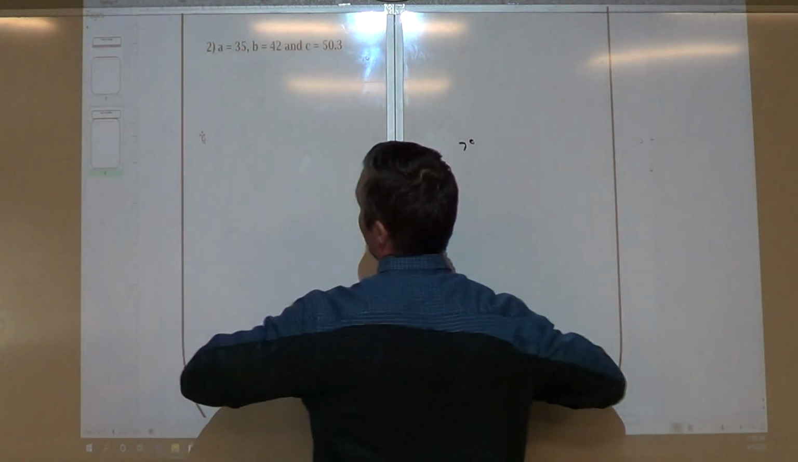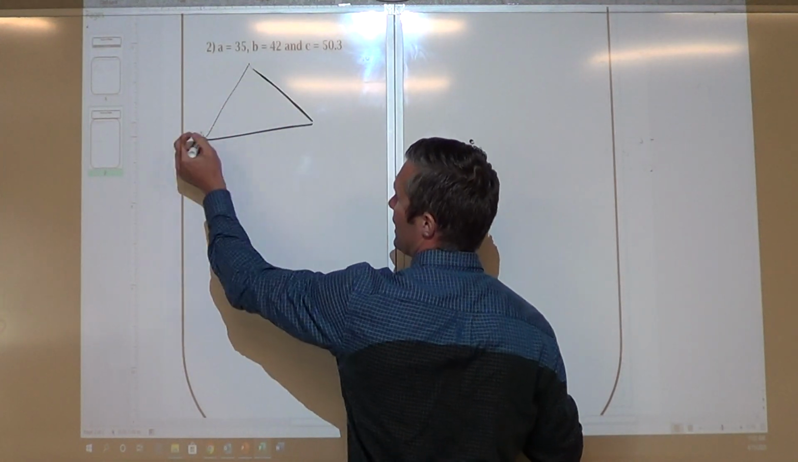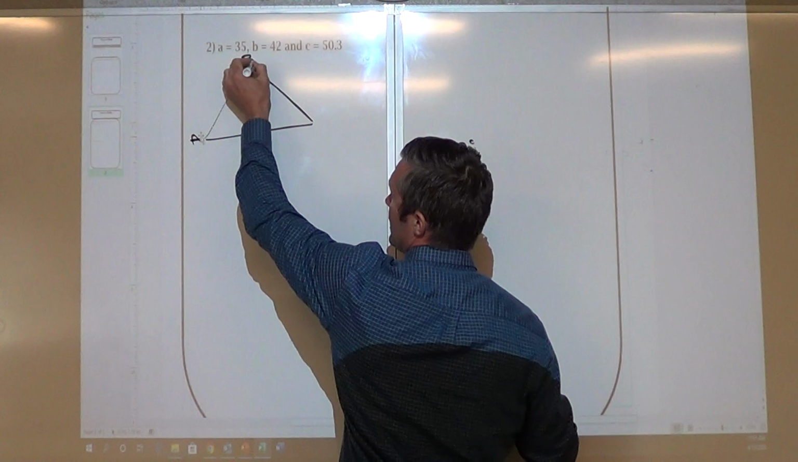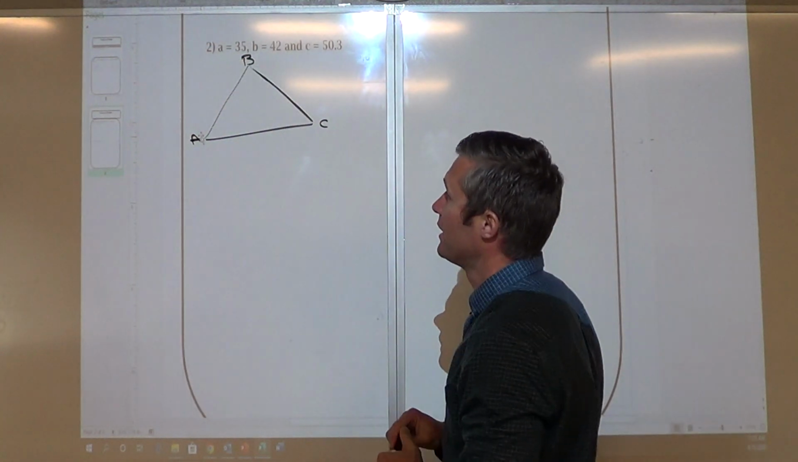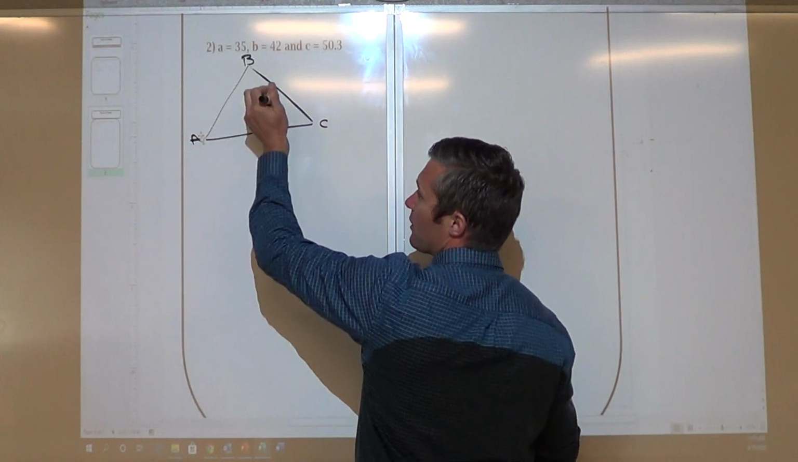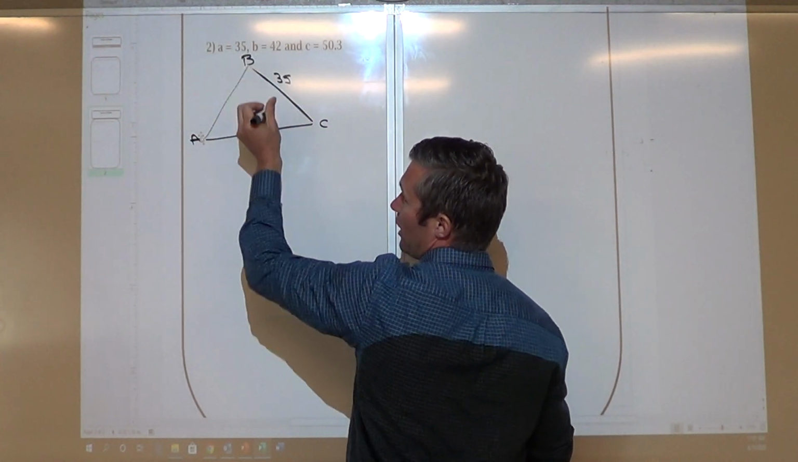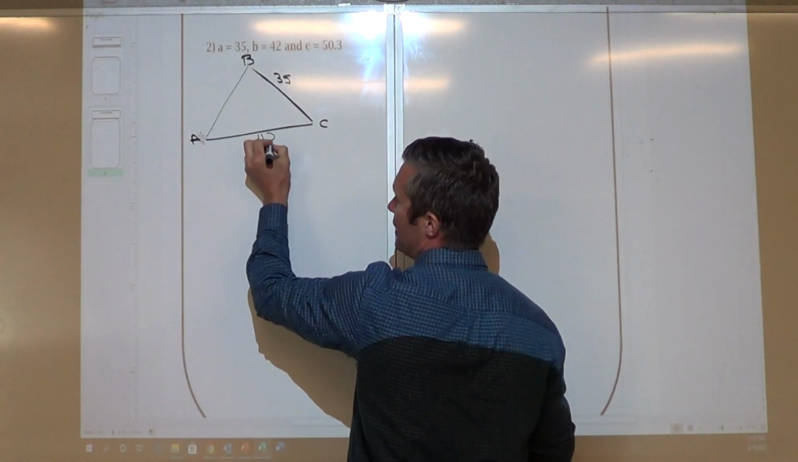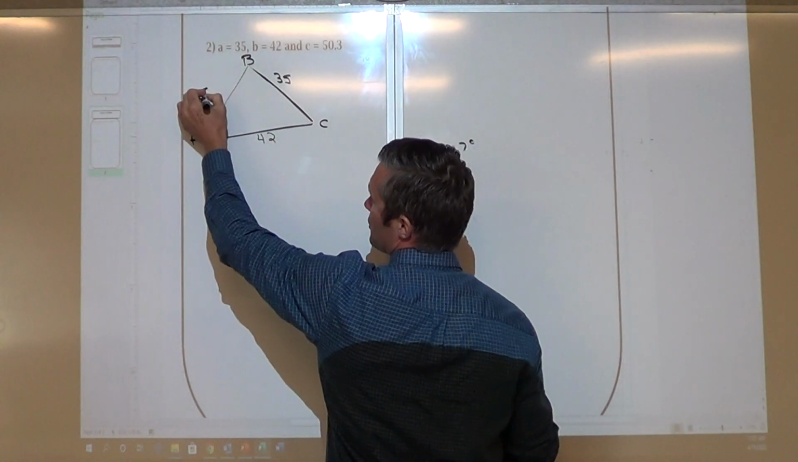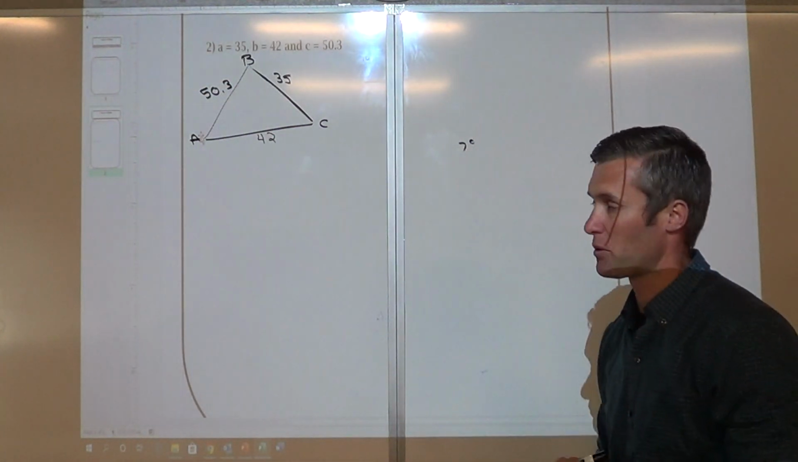Now it doesn't matter. They give me sides, so just draw a triangle. We have 3 angles, A, B, C. So they say side A is 35. Well, side A is opposite angle A, so that's 35. Side B is 42. The side opposite of B is side B, so that's 42. And then this would be 50.3. So we need to find the angle measurements. That's what we're looking at.